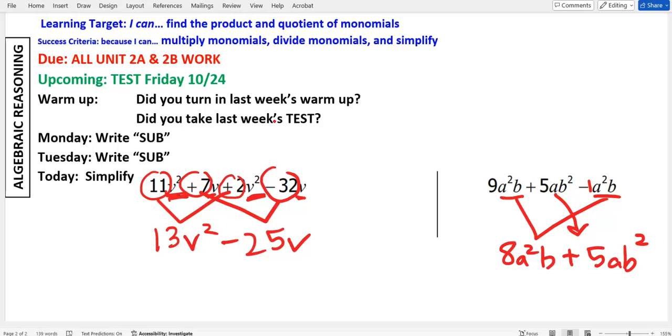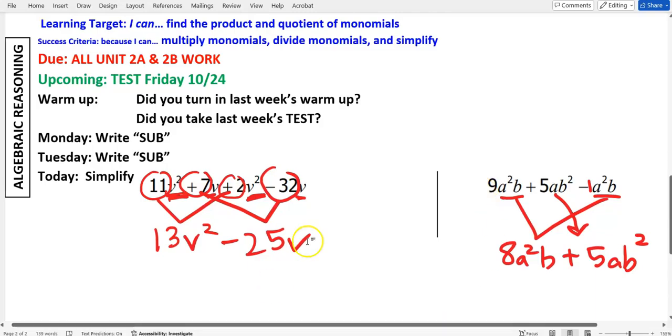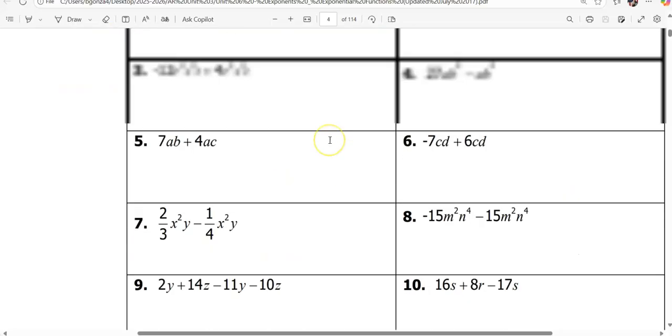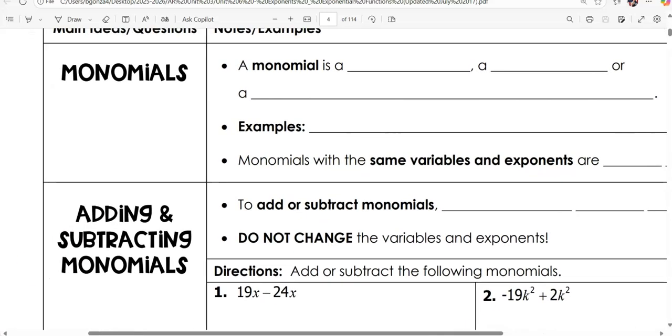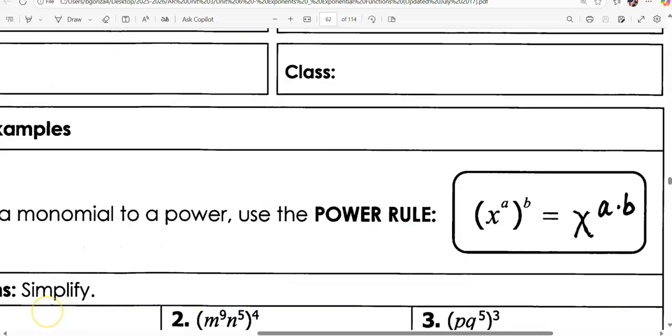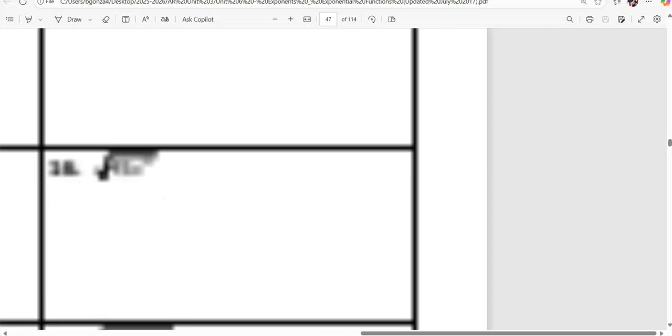Power of monomials. First, I'm going to give you a receipt for your life. You ready? Here we go. All right, so there is your power rule. Today we're talking about the power rule.